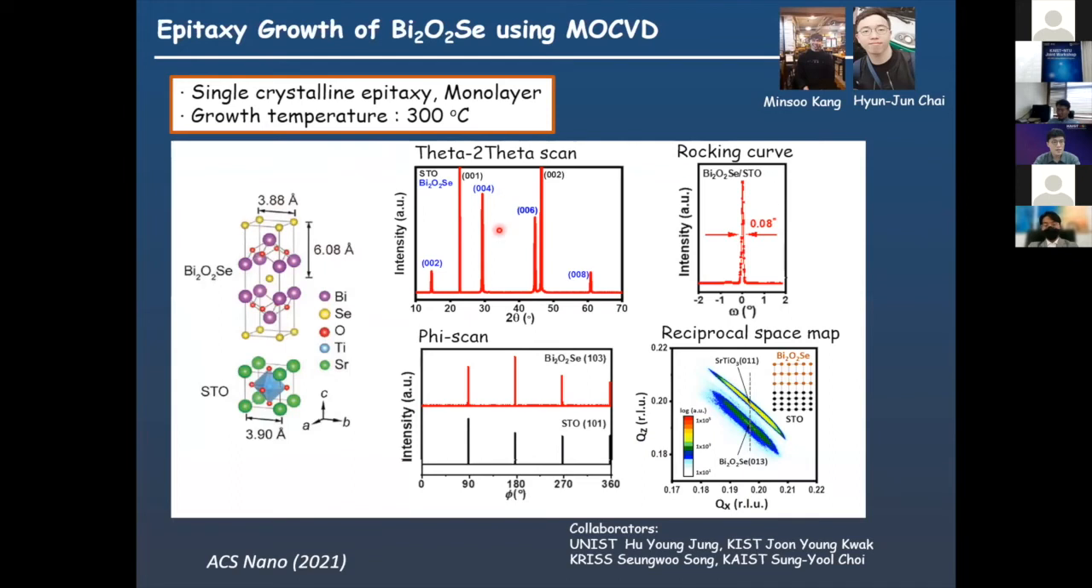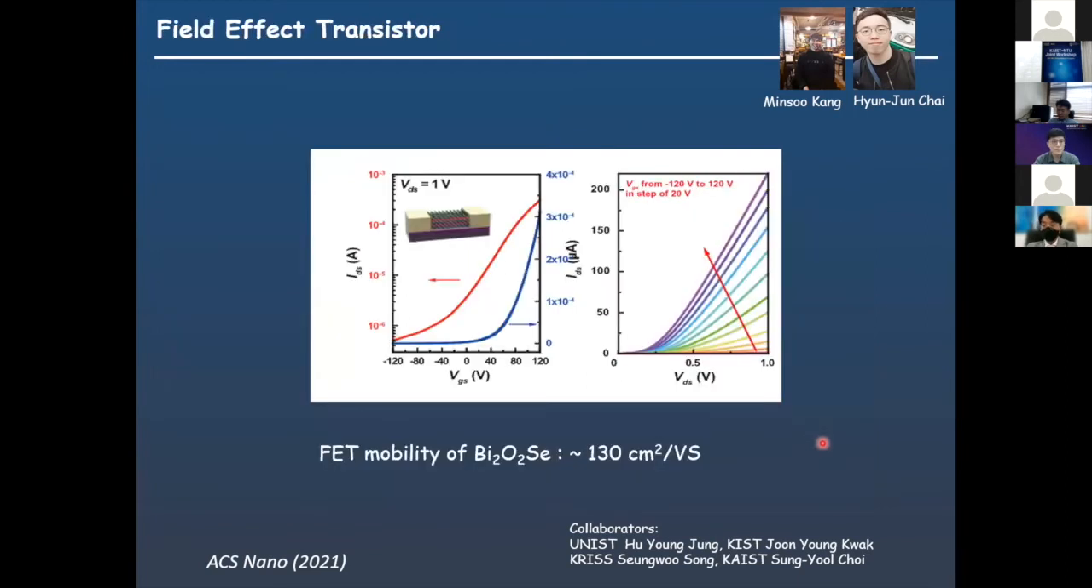And here is the representative crystal structure data, where between the bismuth oxy-selenide and STO, it nicely formed an epitaxial film. So here is the theta to theta scan, and actually this one is the in-plane lattice measurement. To confirm the in-plane lattice structure, we tried the RSM measurement, and it formed the epitaxial film.